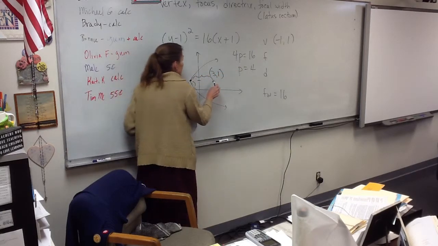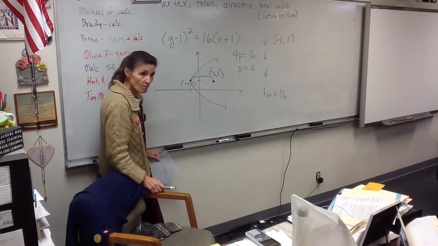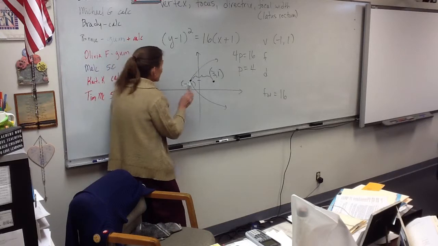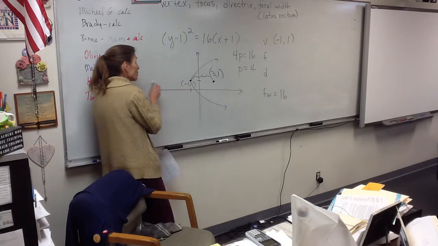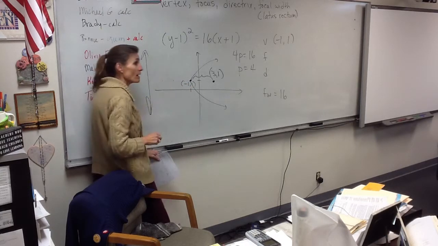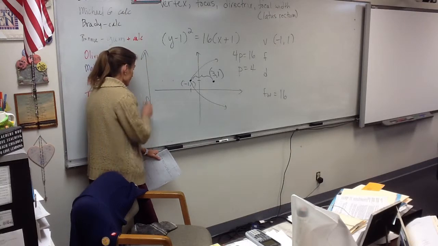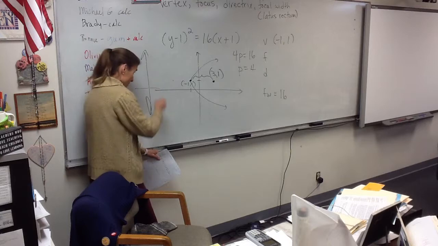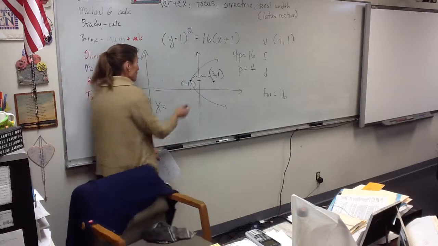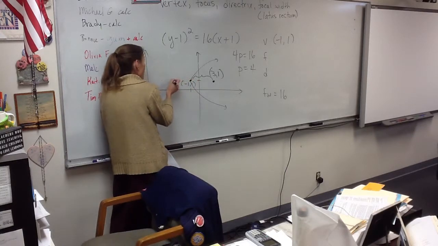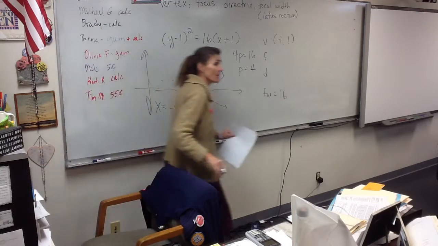Similarly, if I went forward 4 units to put my focus there, I'm going to count backward 4 units to get my directrix. Notice, which axis does it cross? X. So this is an x equals line. Start at -1 and count back 4. It would be x equals -5. How many got that right?